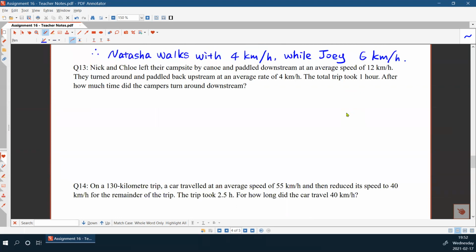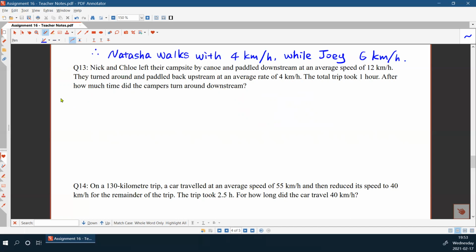Nick and Chloe left their campsite by canoe and paddled downstream at an average speed of 12 kilometers per hour. They turned around and paddled back upstream at an average rate of 4 kilometers per hour. The total trip took 1 hour. After how much time did the campers turn around downstream? So again, it's better to draw a sketch to illustrate this problem.